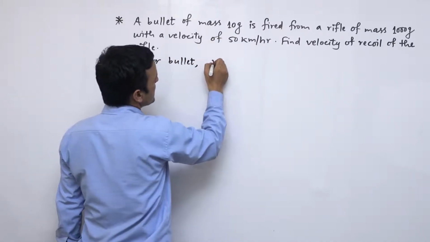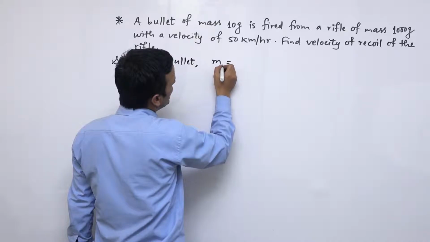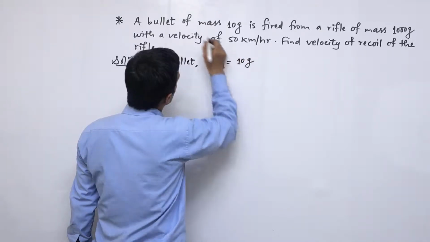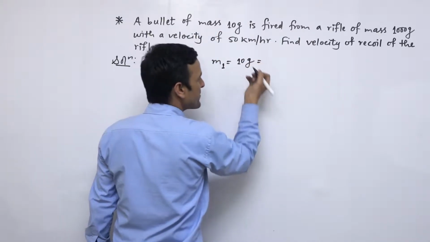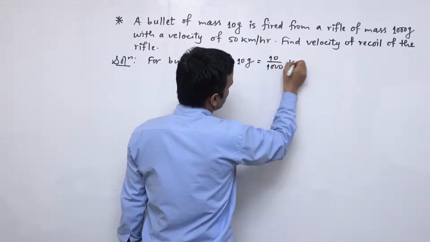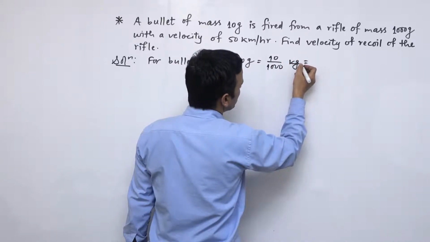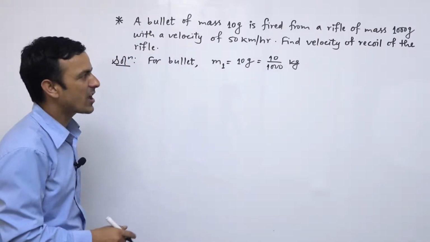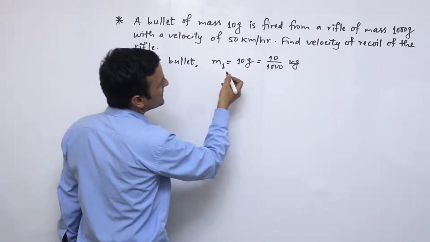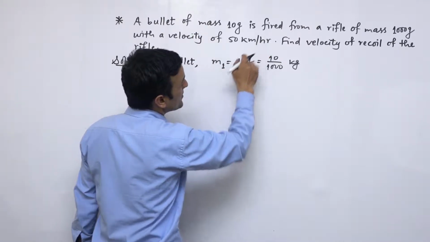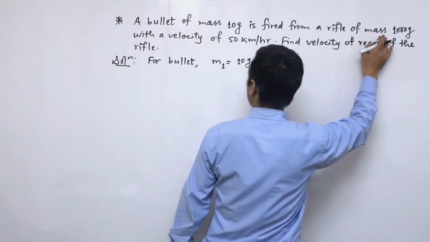For the bullet, we have the mass. Mass is m1, so m1 is equal to 10 gram. This is the mass of the bullet. Mass should always be expressed in kg, so it will be 10/1000 kg.